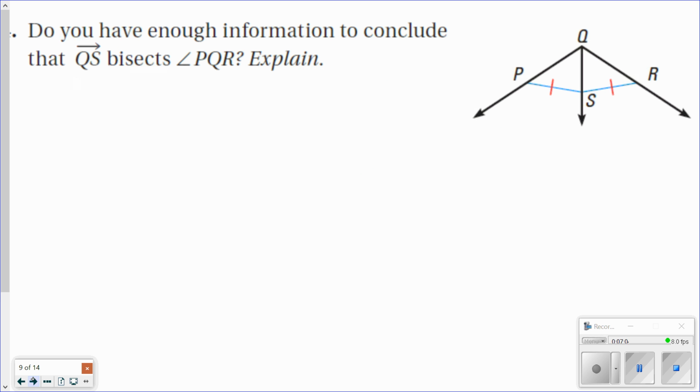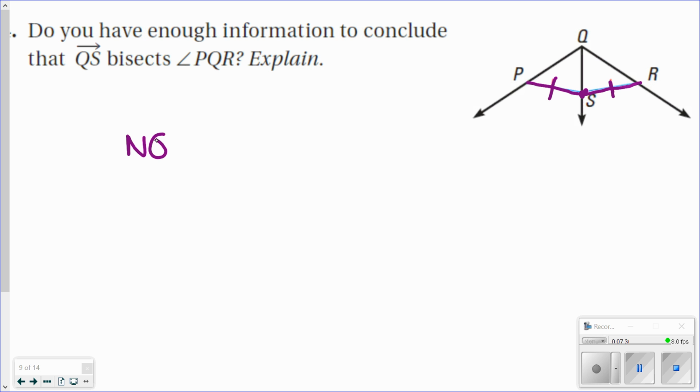Looking at this diagram, do we have enough information to conclude that ray SQ bisects this angle, angle PQR? All right, so let's look at our diagram here. The only thing we know here is that S is equidistant from P as it is to R, because we have those tick marks there. So is there enough information? The correct answer is no.